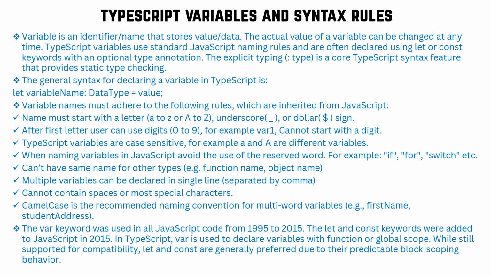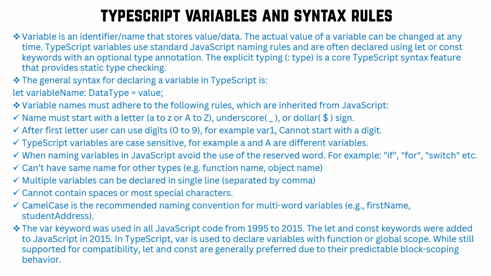So first let's understand what variables are. A variable is nothing but an identifier or a name which will store a value or data. The actual value of a variable can be changed at any time. TypeScript variables use standard JavaScript naming rules and are often declared using the let or const keyword with optional type annotations. The explicit type, colon then the type, is a core TypeScript syntax feature that provides static type checking.